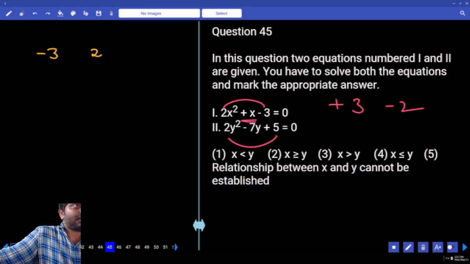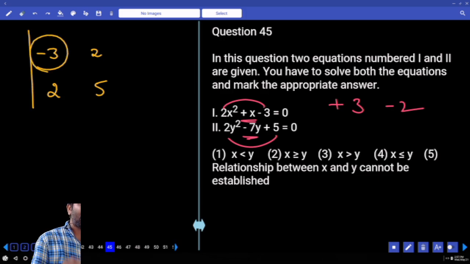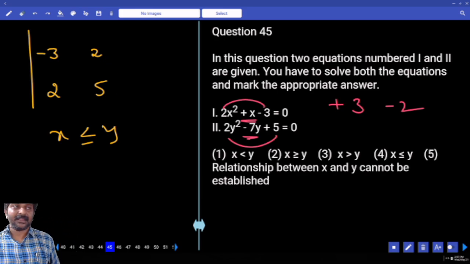2 comma 5, minus 2, minus 5, minus 7 is the combination. Factors are plus 2, plus 5, correct? This one is a negative 1, the others are positive. So x less than y. What condition? Equal. What condition? x less than y. Less than or equal.